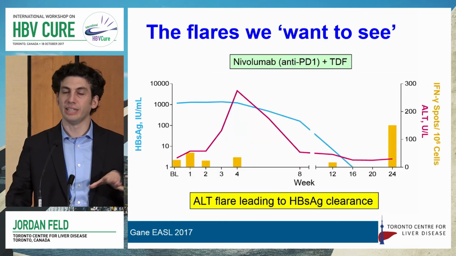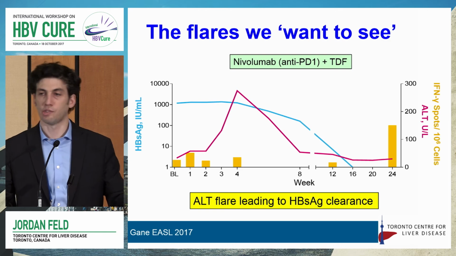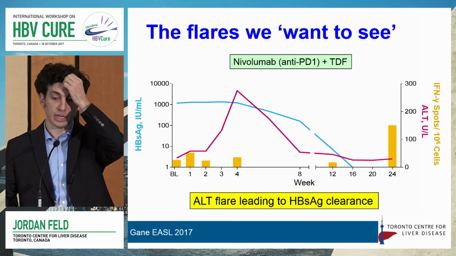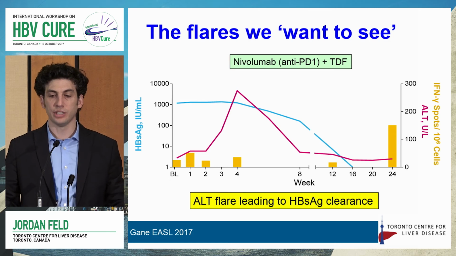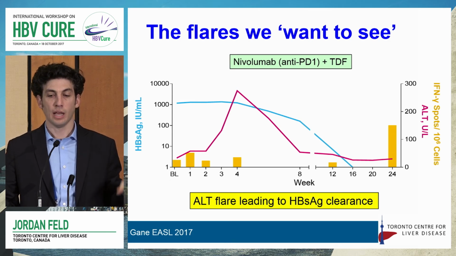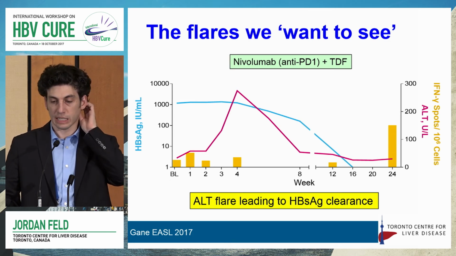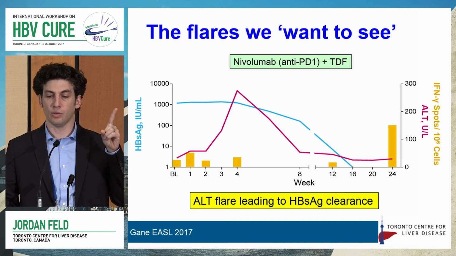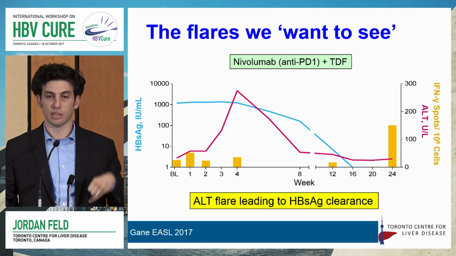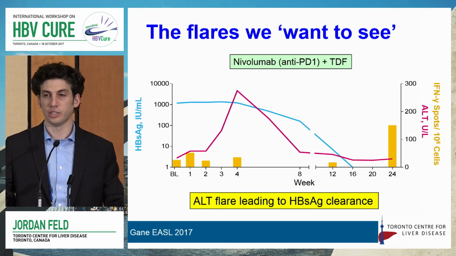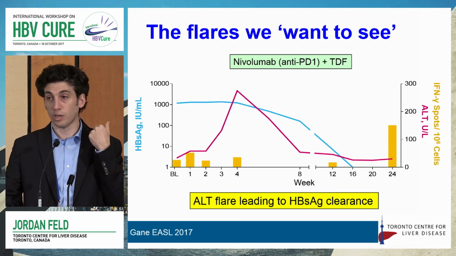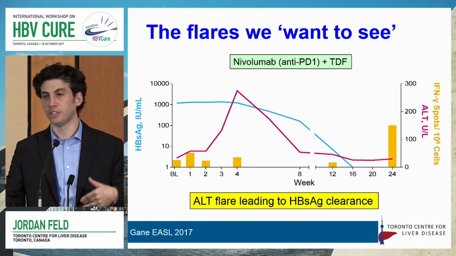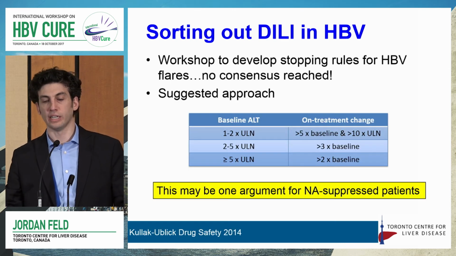So I just want to show you a couple of ALT flares, just to show you how these look. This is an example from the nivolumab trial you've heard about, highlighting the one patient who had this anti-PD-1 inhibitor who was already nuc suppressed on tenofovir. You can see that in this individual, in red, the ALT went up, and then in blue you can see that the surface antigen titer fell and the patient cleared surface antigen. So this was what you want to see, a modest ALT flare that was not icteric, and the patient cleared surface antigen. So that's the good scenario.